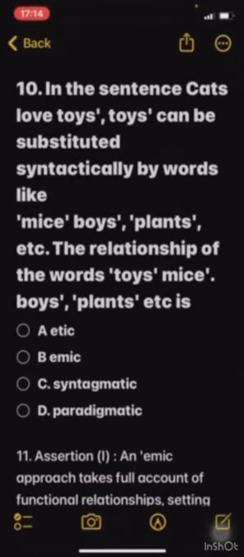In the sentence, cats love toys, toys can be substituted syntactically by words like mice, boys, plants, etc. The relationship of the word toy: cats love toys can be said to be cats love mice, cats love boys, cats love plants, etc. So the relation between these words is paradigmatic.